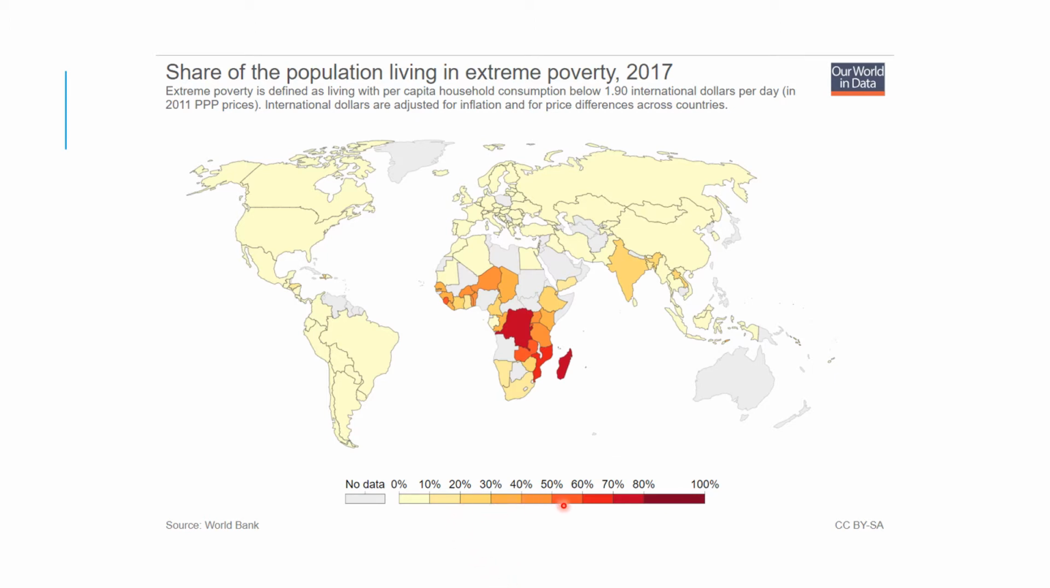By the time we move up to the red colours, then we're talking about quite a large population, over half the population living in absolute poverty. So we see here Sub-Saharan Africa, Central Africa in particular, have the highest levels of extreme poverty. Maybe India, you would notice, is another country that has significant poverty levels.